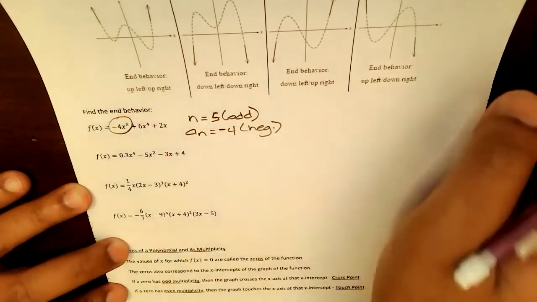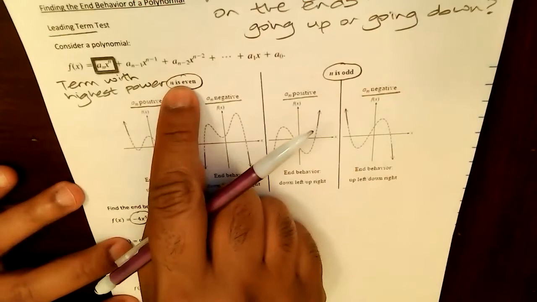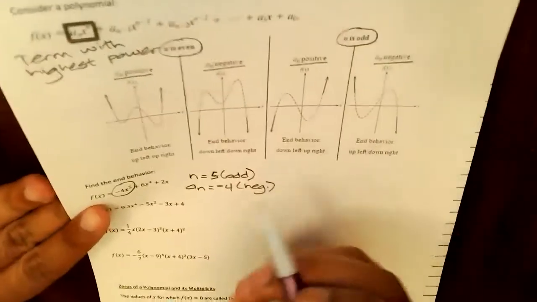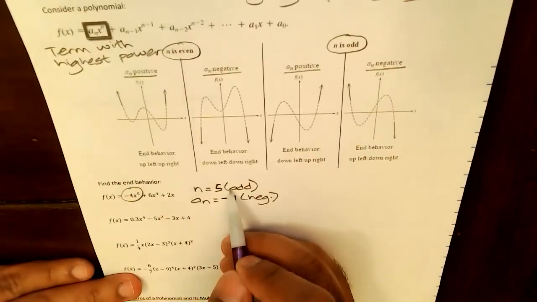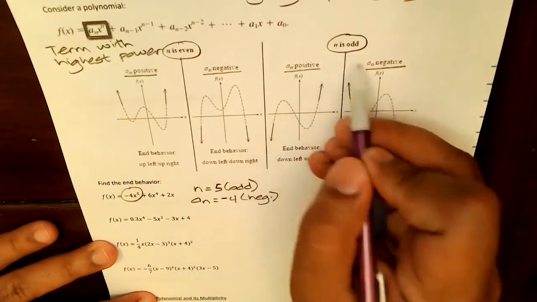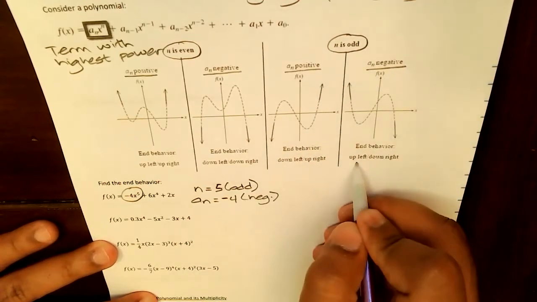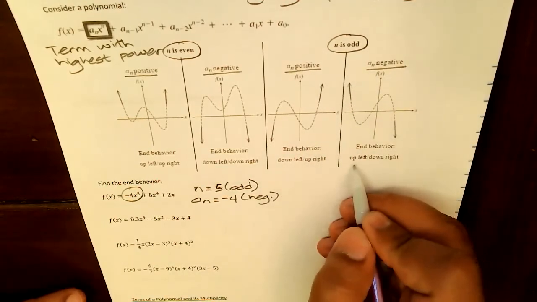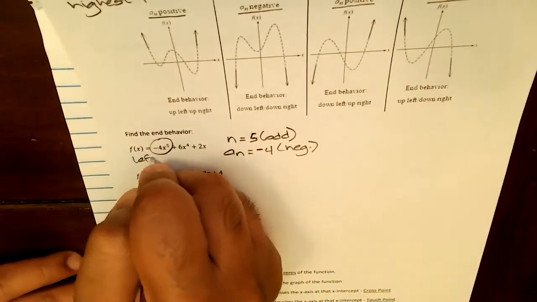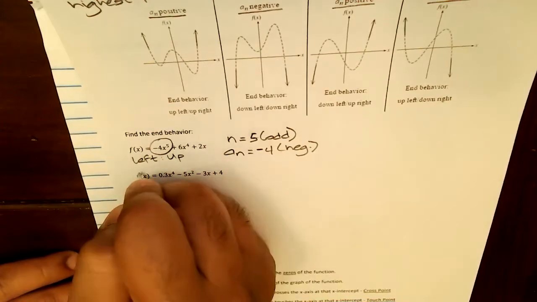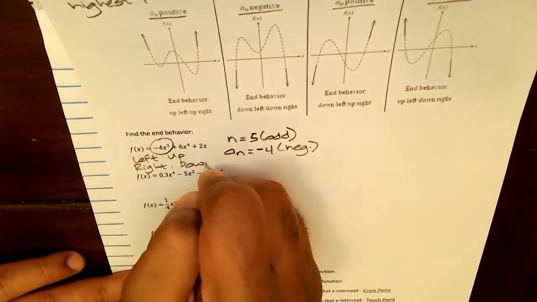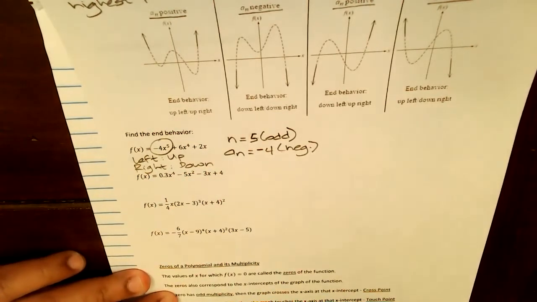Okay, so we'll look at two things. We have to see what the n is. n is the power, and a_n is the number in front. So in this case, the power is odd and the number in front is negative. So when the power is odd and the number is negative, here is my end behavior. On the left, my graph is going to go up, and on the right, my graph is going to go down. So I'm going to say on the left, it goes up, and on the right, it goes down.